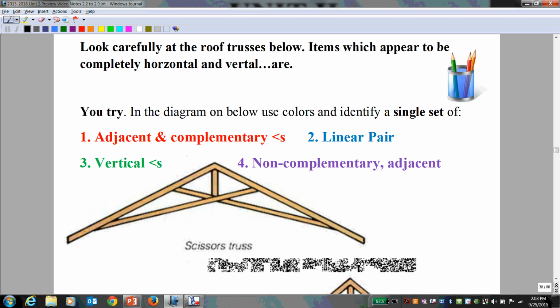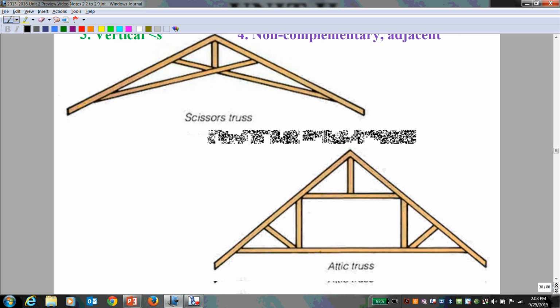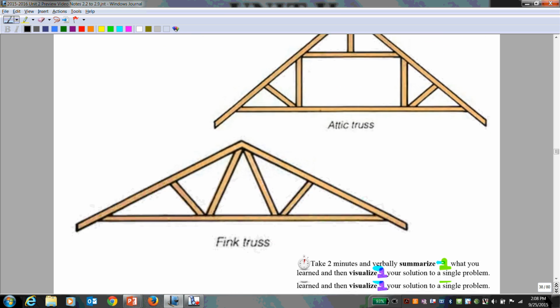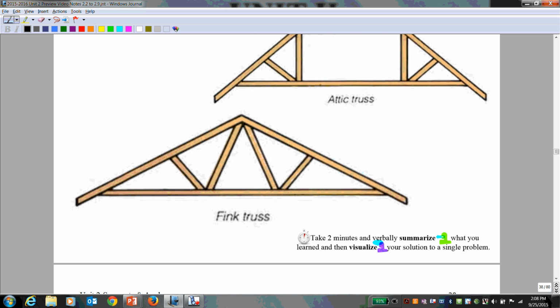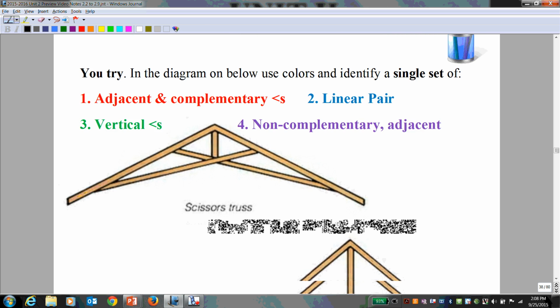Okay, your job down below is to use these colors, preferably red, blue, green, purple if you have it. Things that look horizontal and straight up vertical are... these are what are called roof trusses, different kinds of designs for a roof. And your job is to spot these pairs of angles: adjacent and complementary, linear pairs, vertical, and non-complementary adjacent.